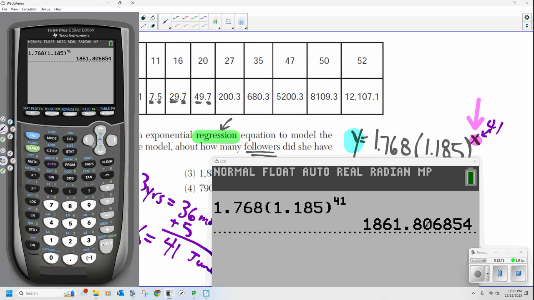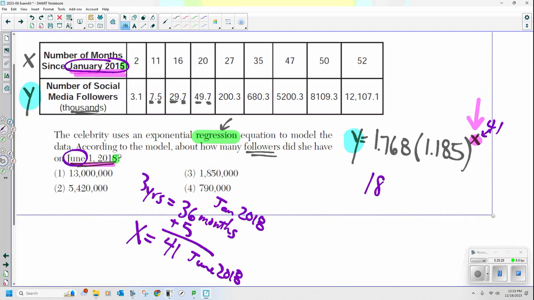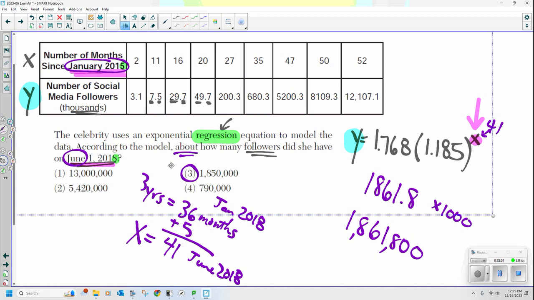Now that's 1861.8, let's call it. I don't see that anywhere. This is thousands. This is per thousand. So I have to multiply that times 1,000, and that's going to give me 1,861,800. So about 1.8 million, the closest one, because it says about, is this right here. How come it's so far off? Because we cut off so many decimals when we rounded, it will slightly affect our answer. That was a lot of work for a multiple choice problem.